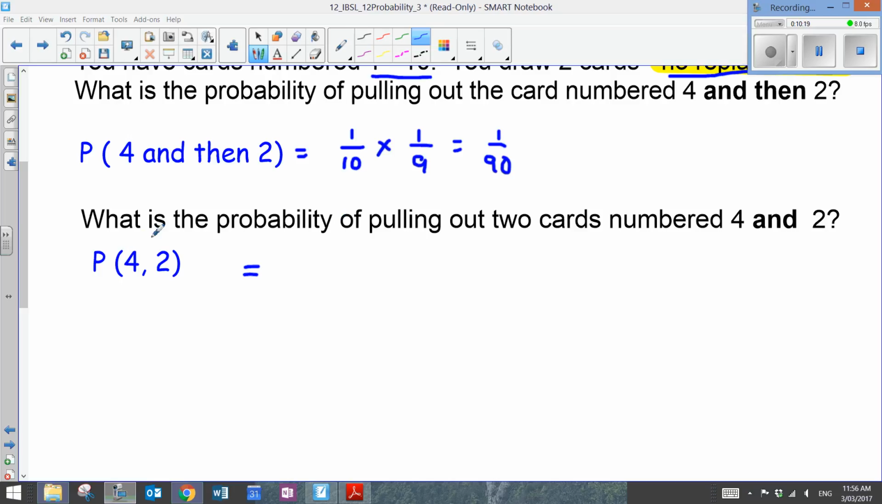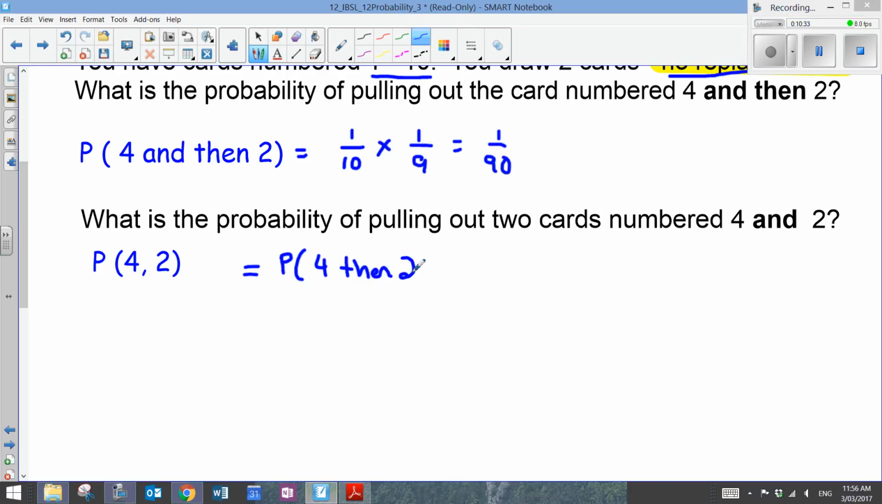A slightly different twist on this is the probability of pulling out 2 cards in any order that happen to have a 4 and a 2 on them. So what we want to be thinking here is that technically I could either be pulling out a 4, then a 2, or I could be pulling out a 2 and then a 4.